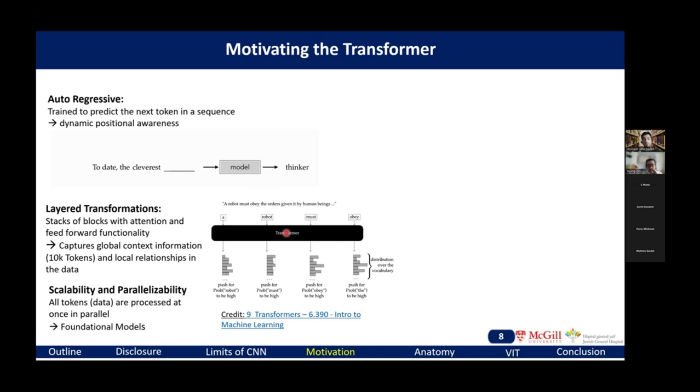And this allows these transformer models to be very good for foundational models because in foundational models, you need to train on billions and billions of data points. And so you could only do that in parallel.